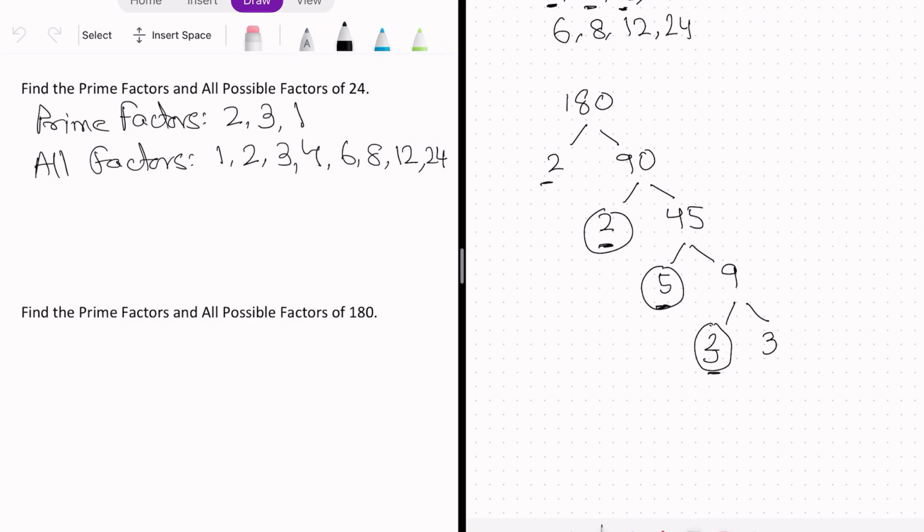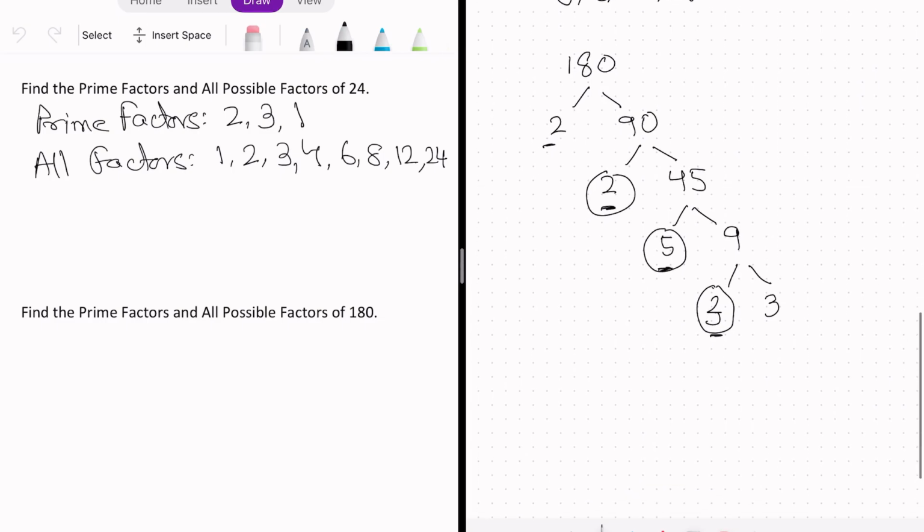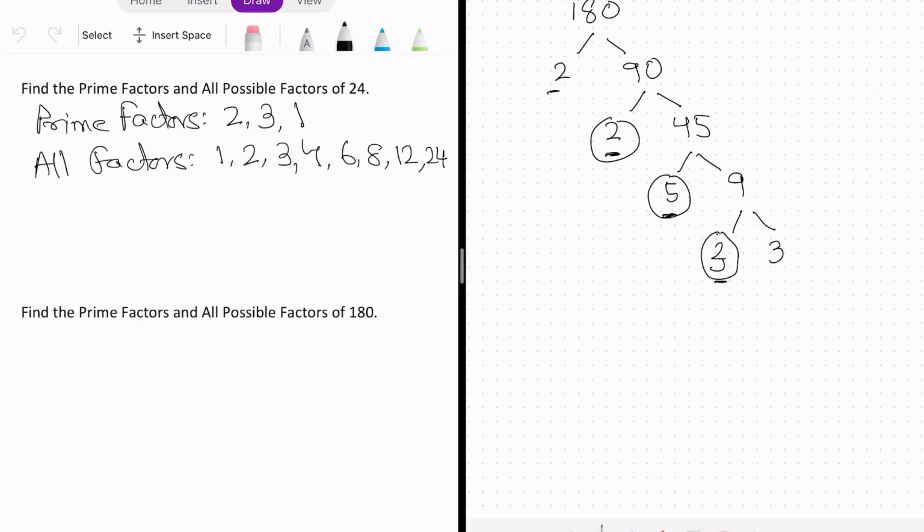Now, like I said, with 24 I can find prime factors in 3 different ways. The number 180 can be factored in more than 3 ways. So I'm not even going to take a chance. I'm going straight to the way I should find all factors. So let's start with the number 1.